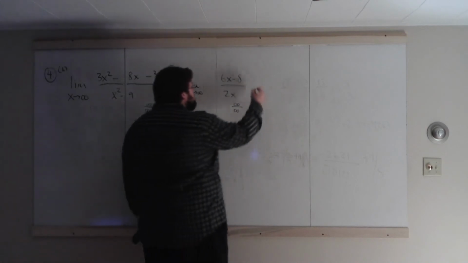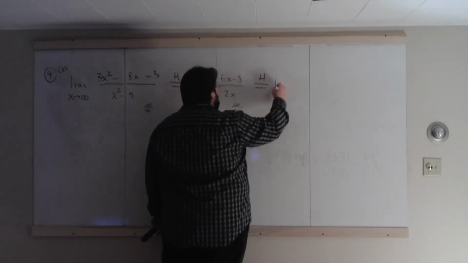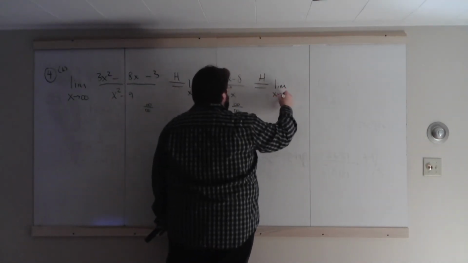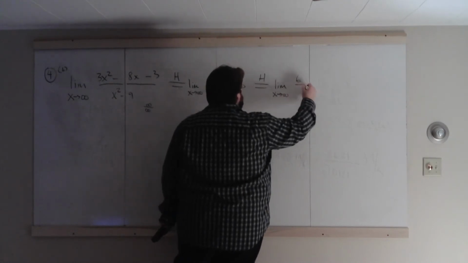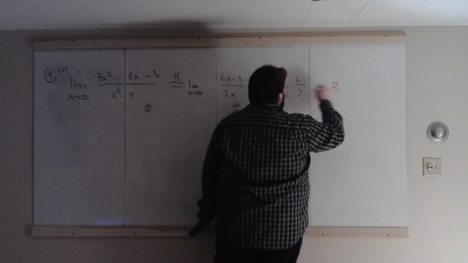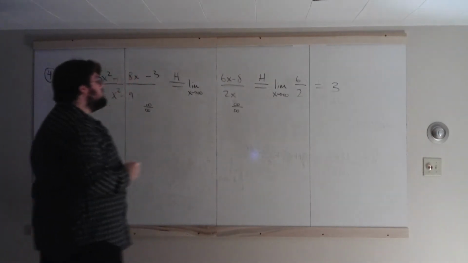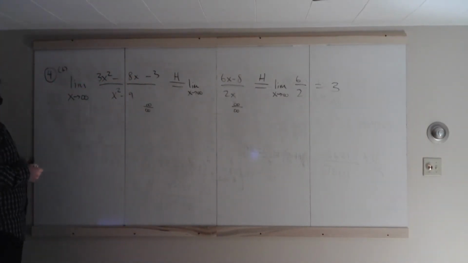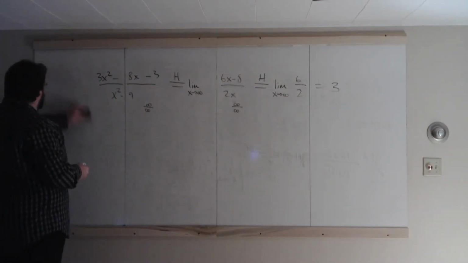So we need to apply L'Hopital's rule again. And it now equals this limit. Derivative of the top is 6, derivative of the bottom is 2. 6 over 2 is 3. Limit as x goes to infinity of 3 is 3.